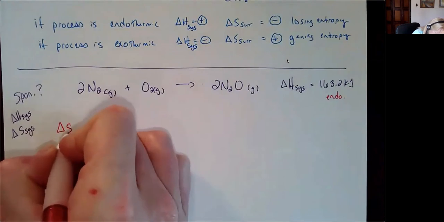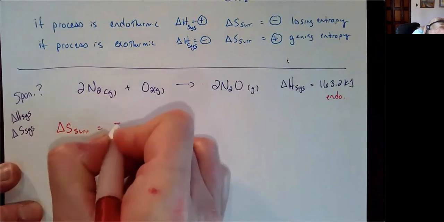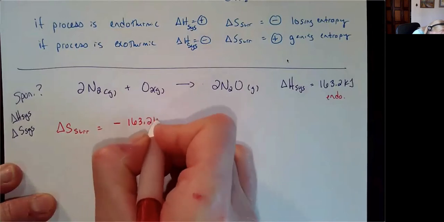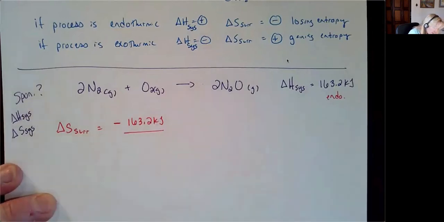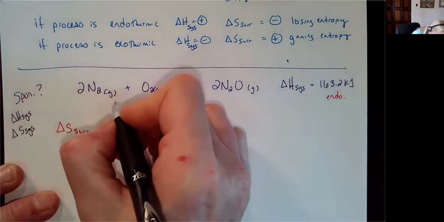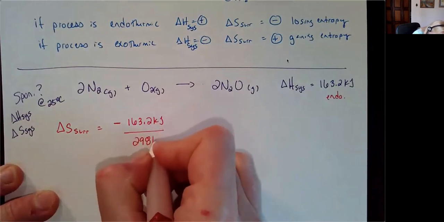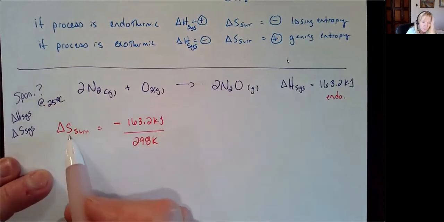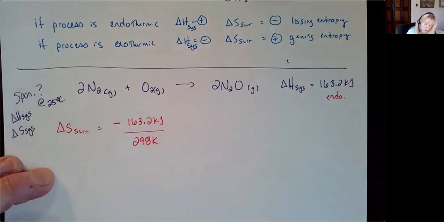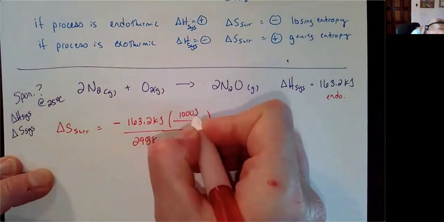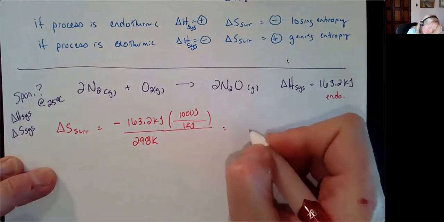So my delta S of my surroundings is going to be equal to negative 163.2 kilojoules over, and the other piece of information I need to give you is that this is at 25 degrees Celsius. So I'm going to change that to Kelvin, 298 Kelvin. Now, entropy is always going to be in units of joules. So I'm going to convert this to joules by multiplying by 1,000. Now this is going to give me a delta S of the surroundings.